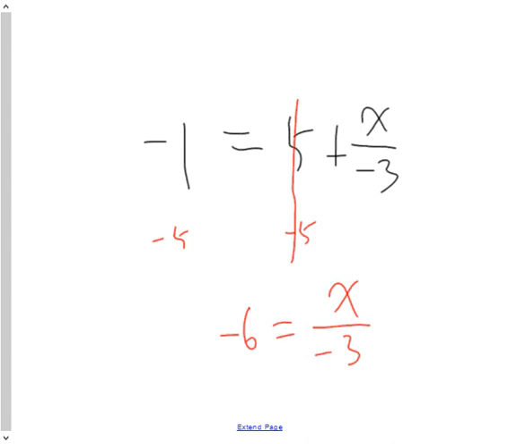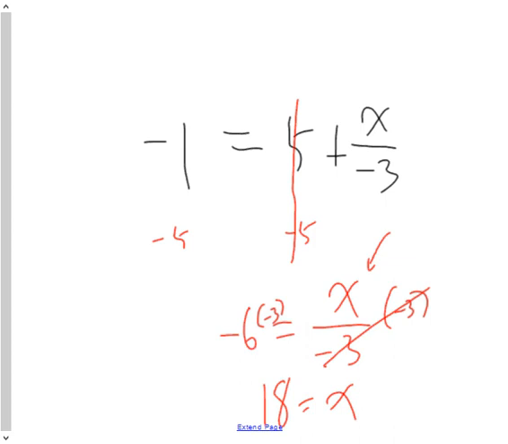Okay? And once we do that, we know that this says x divided by negative 3, and I know I have to do the opposite operation to get rid of that. So I'm going to multiply both sides by negative 3. That's going to get rid of the dividing by negative 3, isolating x, or getting x by itself. And x equals the product of negative 6 and negative 3, which is a positive 18. So therefore, x equals 18, or 18 equals x.